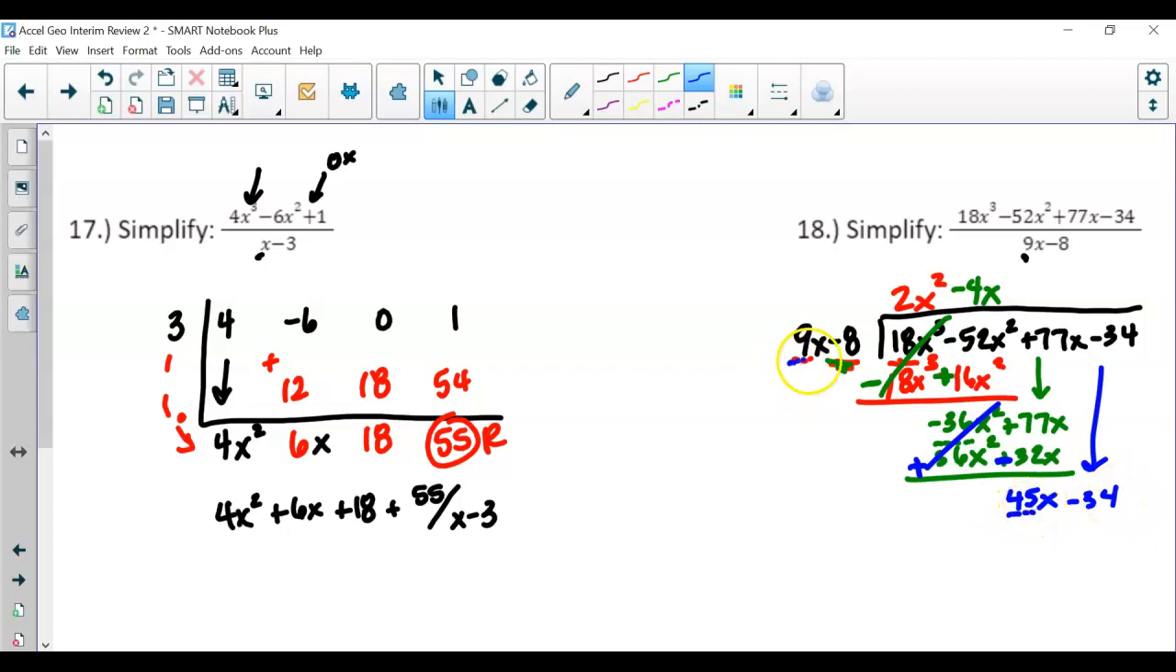Divide 45 by 9, which gives you 5. And we took out the x, so no more. So now when you multiply, you've got 45x, but don't forget to multiply 5 to the negative 8, which gives you negative 40. Then we're subtracting, so change the sign of both. And now here's 0, and we have our remainder of 6. So 2x squared minus 4x plus 5, plus the remainder of 6 over 9x minus 8.